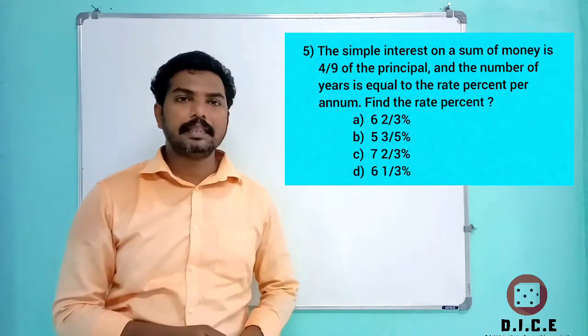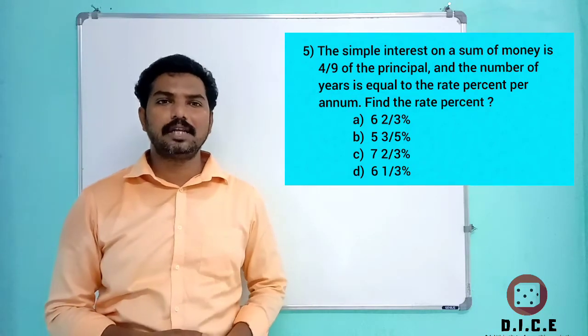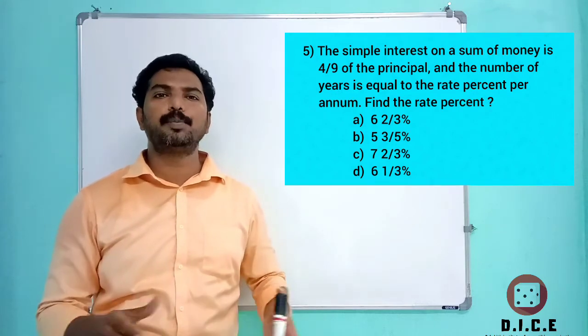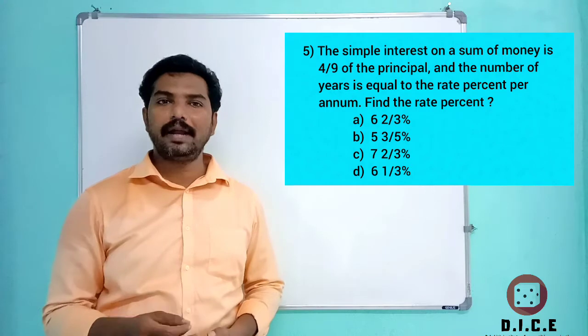See question number 5 here. He is saying that the simple interest is 4/9 of the principal and the number of years is equal to the rate percentage. Number of years equals the rate percentage. We are asked at what rate percentage the entire process is done, so we have to find the R value.